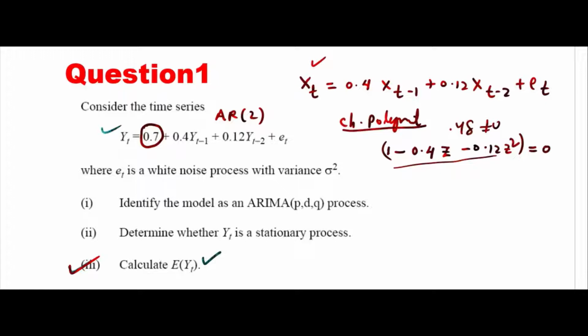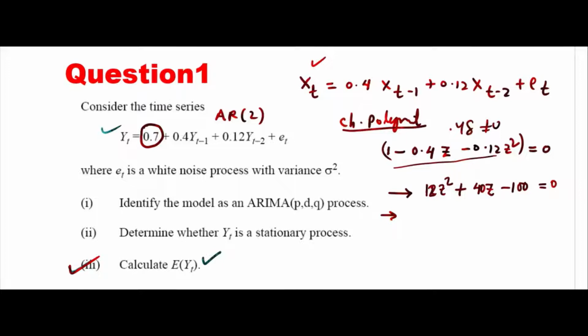Now when you go to part 2, stationary process, anyway you need to solve this one. So if you solve this, you will get 12 z square plus 4 z minus 100 equal to 0. I have to multiply by 100, so this 40 becomes minus 100. So I get 40 here, and 12 multiplied by 100.